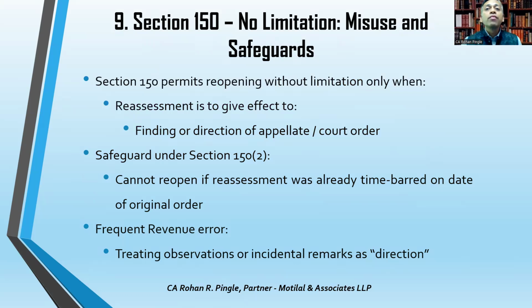Next, section 150, no limitation. What are the misuse and safeguards? So section 150 permits reopening without limitation only when reassessment is to give effect to what? A finding or direction of an appellate or court order. Safeguard under section 150 subsection 2: you cannot reopen if reassessment was already time barred on the date of the original order. So a frequent revenue error was treating observations or incidental remarks as direction.